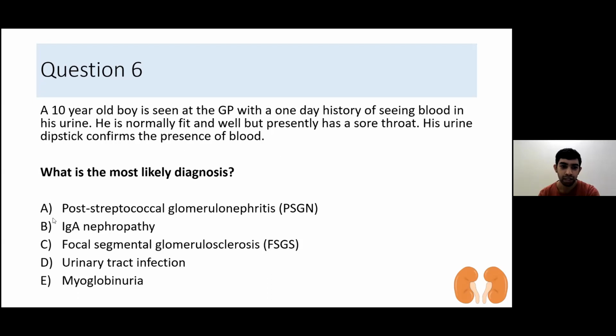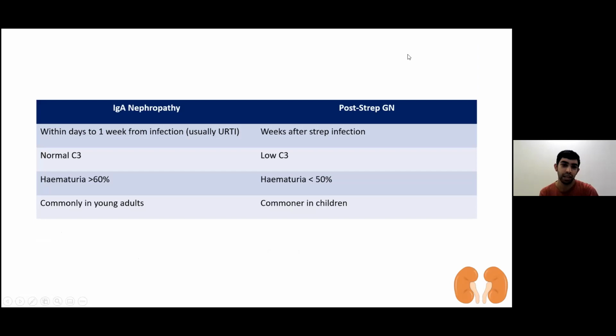Now, both options A and B can present in relation to an upper respiratory tract infection and have hematuria. One of the key ways to split the difference between the two is looking at the onset. Post-streptococcal glomerulonephritis tends to come a few weeks after the illness, whereas IgA nephropathy tends to occur alongside or within days of the illness. So in keeping with that, the most likely diagnosis here is option B. But it's worth knowing the difference between the two. So here is one way to split the two, and the key thing to focus on is the onset.